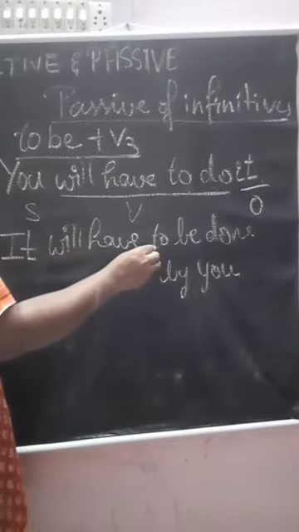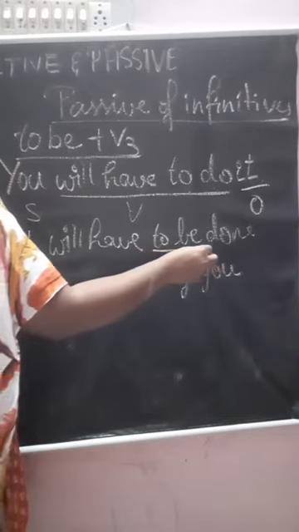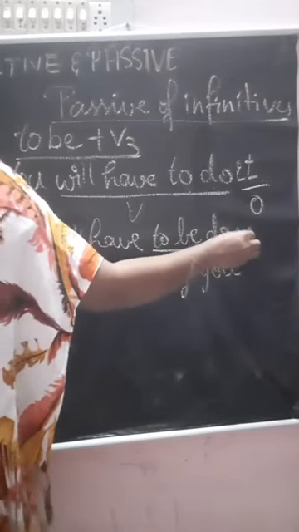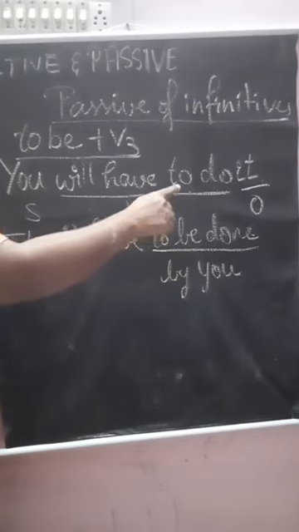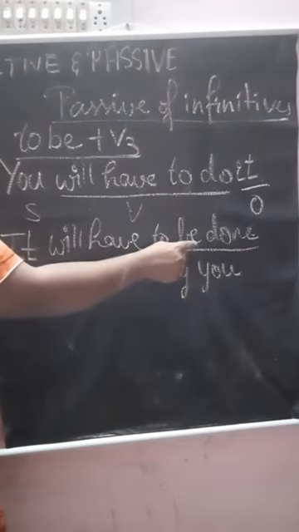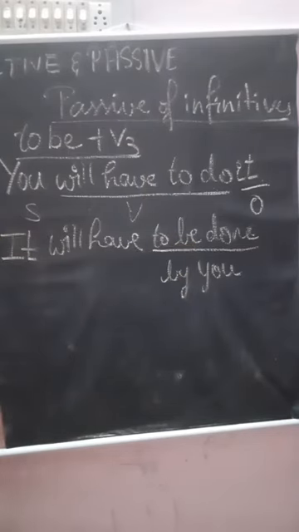So the change taking place is very simple: to be plus V3. But how to use it? By seeing this infinitive, we should remember this rule, be plus V3. So the answer is, it will have to be done by you.